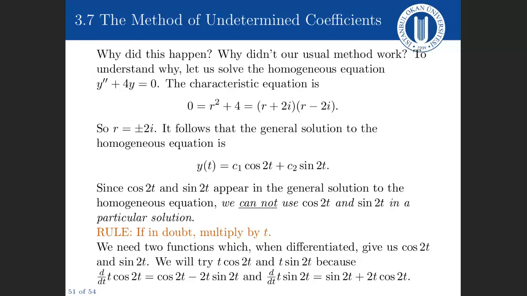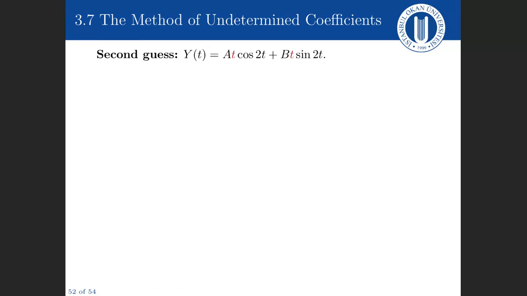We need two functions which, when we differentiate them, give us cos 2t and sine 2t and perhaps some extra. We're going to use t cos 2t and t sine 2t because when we differentiate these functions, we get cos 2t plus something and sine 2t plus something. So, second guess. Now I'm going to guess that capital Y is At cos 2t plus Bt sine 2t. That's the first guess multiplied by t.